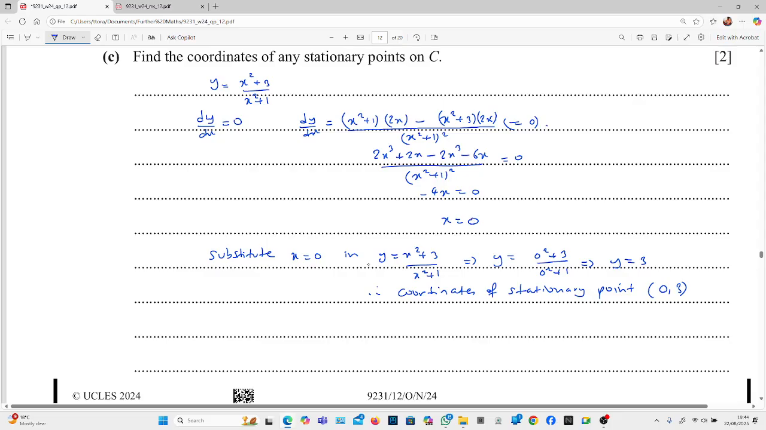We're going to substitute that into the original equation itself, leading to y is equal to 3, and hence the stationary point is (0, 3). So here we are for part C of the question.